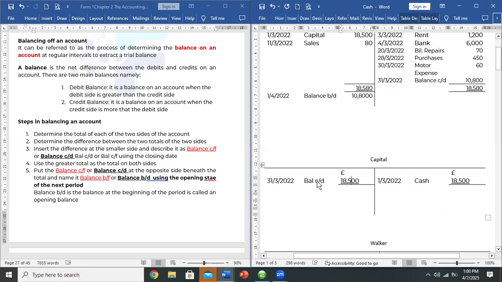And then you remember the last point, this carry down, you put it at the opposite side and call it brought down, balance brought down, 18,500. Using the opening date of the next period, 1st April 2022. And that's all.